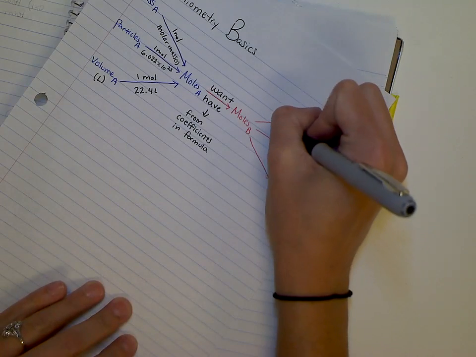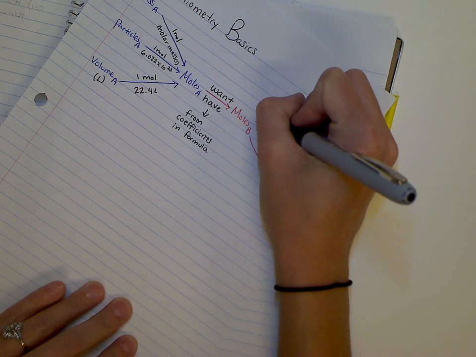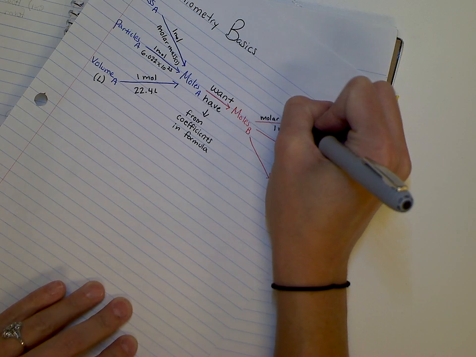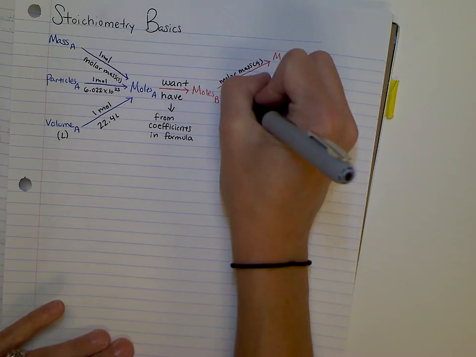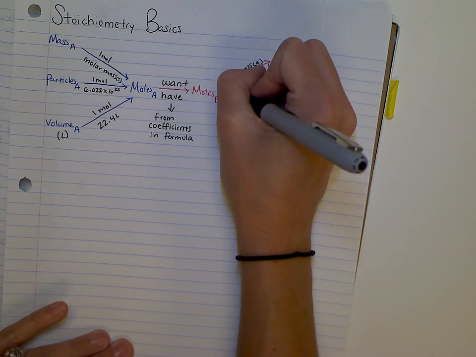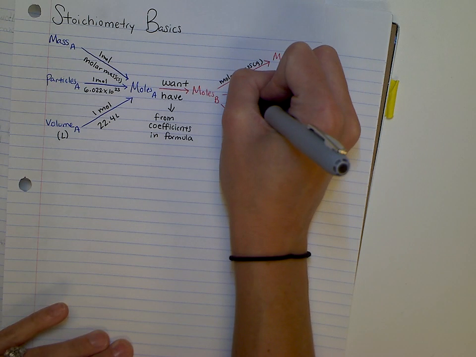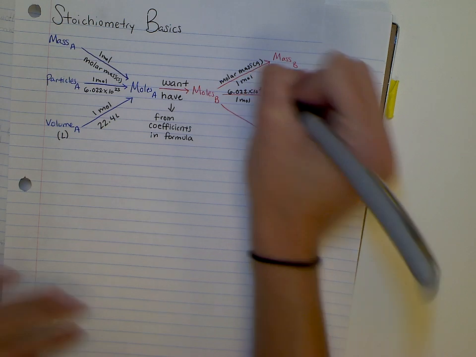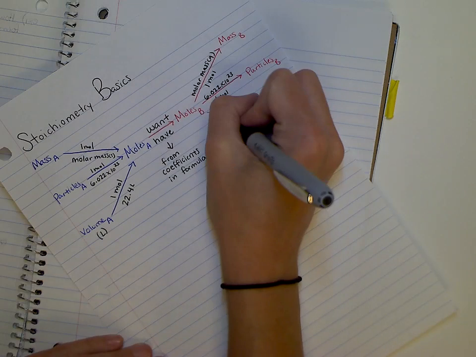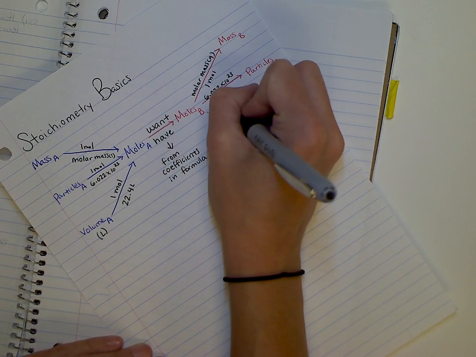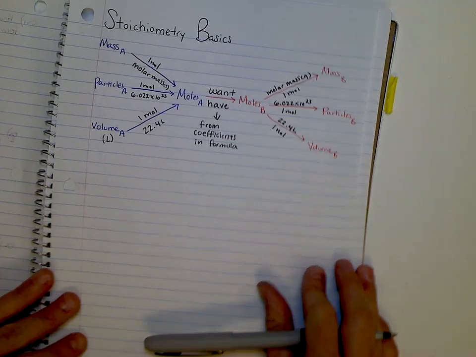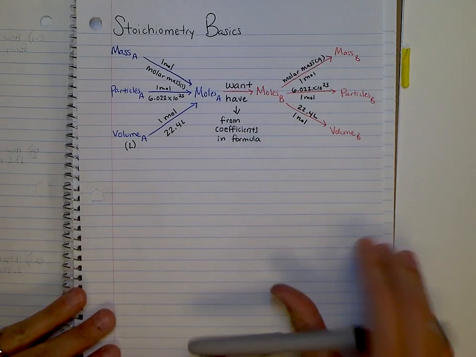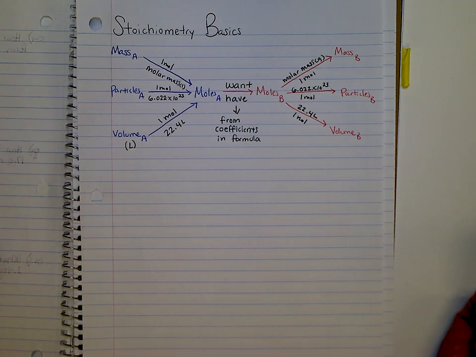Lastly, if you want to go from moles to mass, now we put 1 mole on the bottom, molar mass on top, in grams. Moles to particles, we put 1 mole on the bottom, and then Avogadro's number on top. And then moles to volume, 1 mole on the bottom, and 22.4 liters on top. So this is the essential basic roadmap that can help you solve any stoichiometry problem that comes your way.